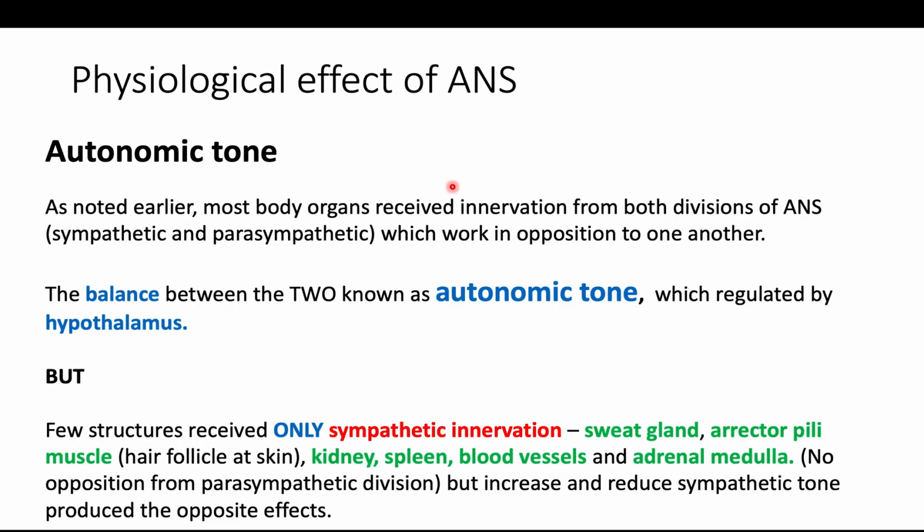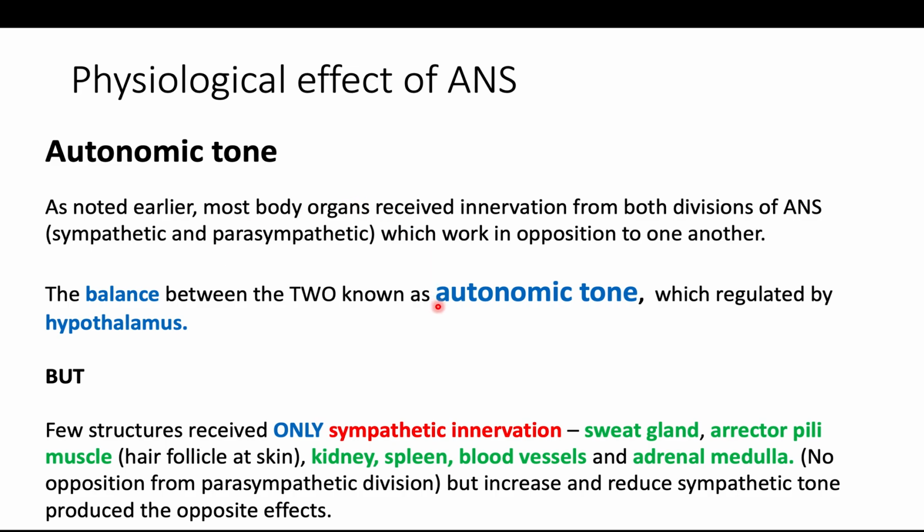In the physiological effect of the autonomic nervous system, we have the autonomic tone. So what do we mean by autonomic tone? As noted earlier, most of our body systems receive innervations from both the sympathetic and parasympathetic divisions. But they work in opposite manners, where the sympathetic increases and the parasympathetic decreases its effect. Why do they act so? That is because they balance between the two. When they balance between the two, we call it the autonomic tone.